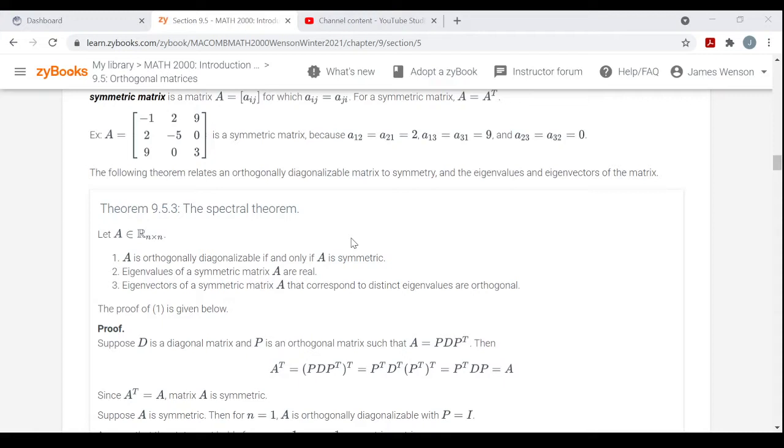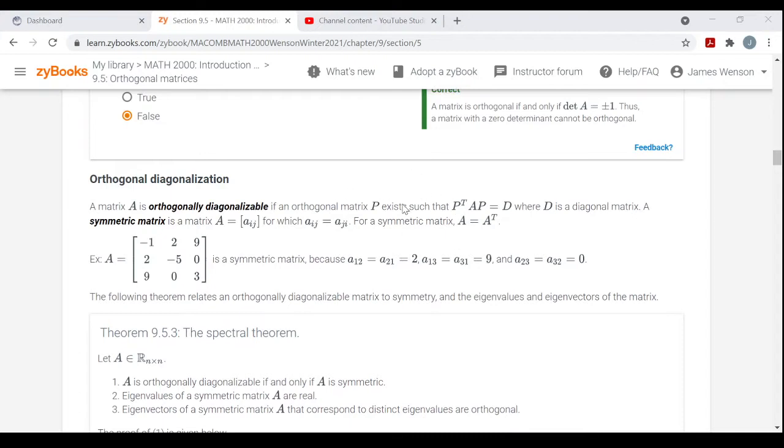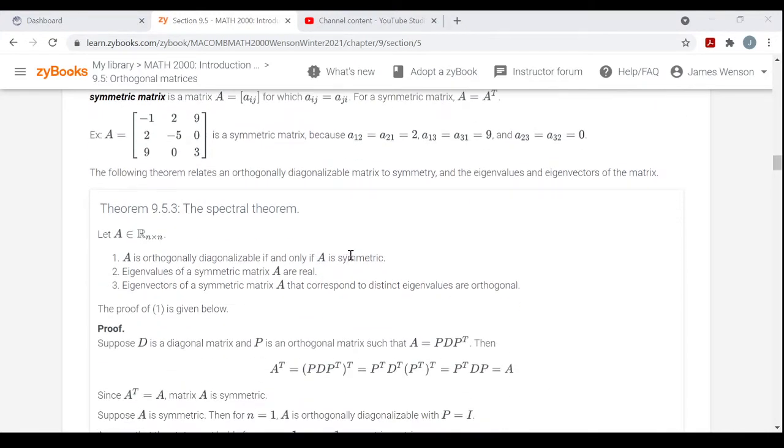So that makes it really easy to determine if a matrix is orthogonally diagonalizable or not. If the matrix isn't symmetric, then it's not going to be orthogonally diagonalizable. You won't be able to do this. And if it is symmetric, you will. It's that simple. Number 2, the eigenvalues of a symmetric matrix are going to be all real numbers, no imaginaries. Number 3, the eigenvectors of a symmetric matrix A that correspond to distinct eigenvalues are orthogonal.